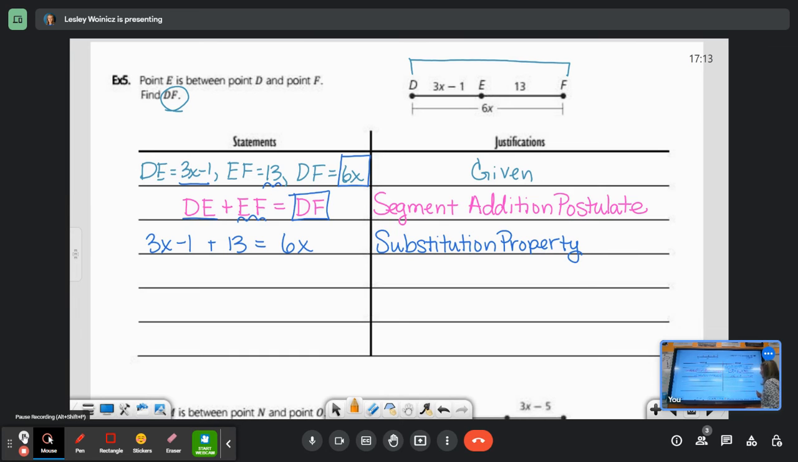Now, I have some simplifying that I can do. I have a negative 1 and a positive 13. I can replace that with something equivalent. Negative 1 plus 13 is 12, so I'm going to substitute in 12 for negative 1 plus 13. So I've got 3x plus 12 equals 16x. That is also the substitution property.